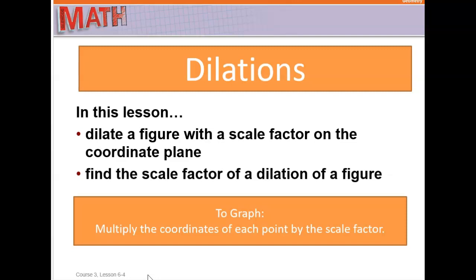The key information that I want you to remember in this lesson, that's going to be the essential piece that you need to know. To graph, you multiply the coordinates of each point by the scale factor that's given. Okay, so let's take a look at how that works.